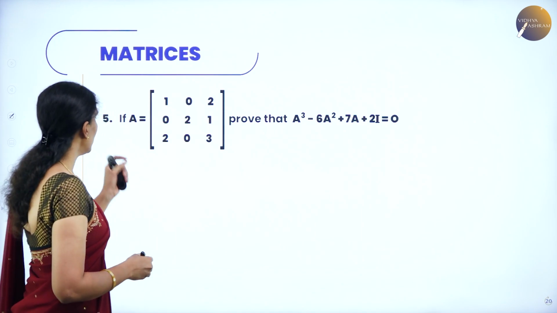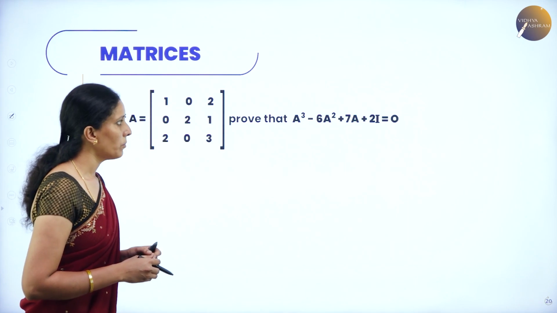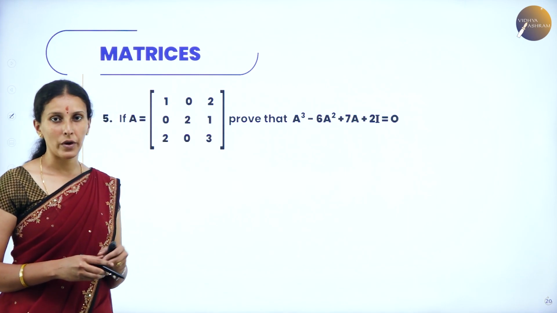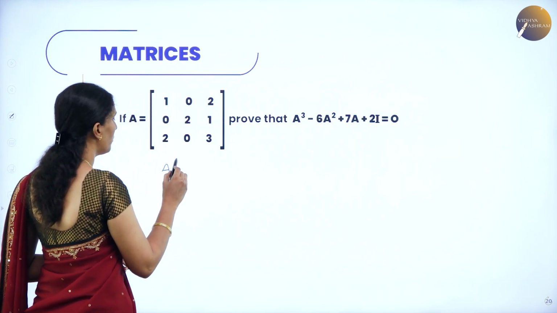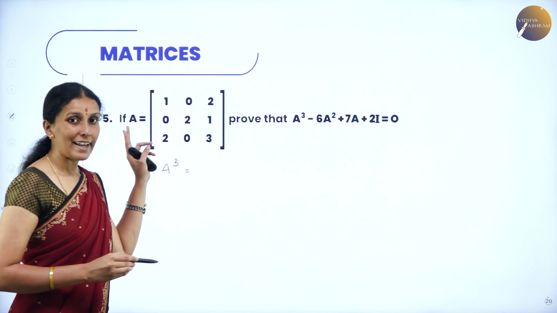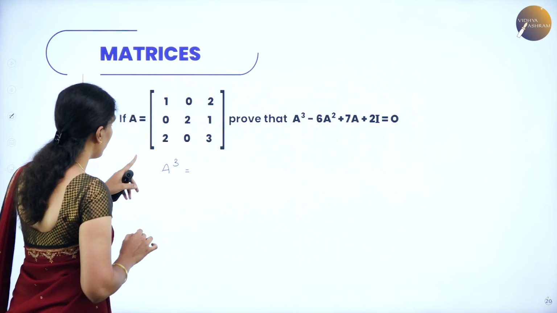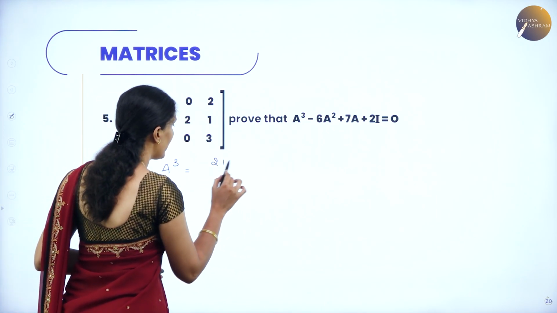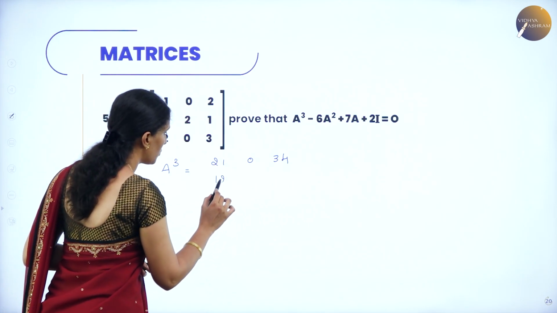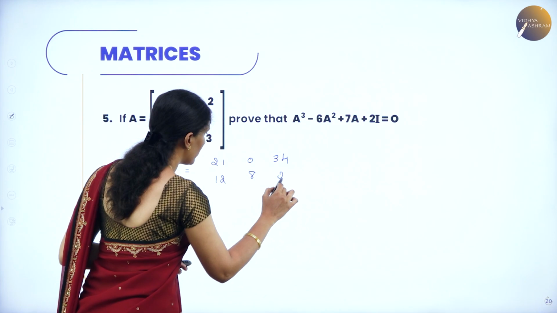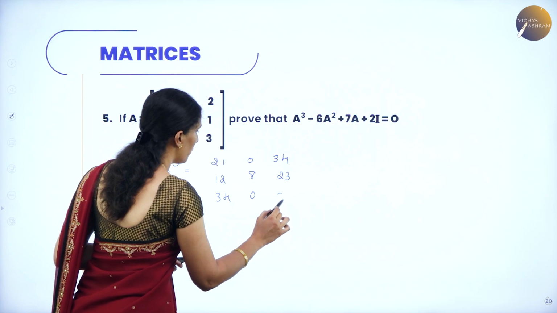Next, the last question here. If A is equal to the matrix 1, 0, 2, 0, 2, 1, 2, 1, 3, prove that A cube minus 6A square plus 7A plus 2I is equal to 0. So here I'll just directly write the values of A cube. When you multiply A three times, first you have to find A square, then multiply again with A. Then we get A cube is equal to 21, 0, 34. The second row contains the elements 12, 8 and 23. And the third row contains 34, 0, 55.